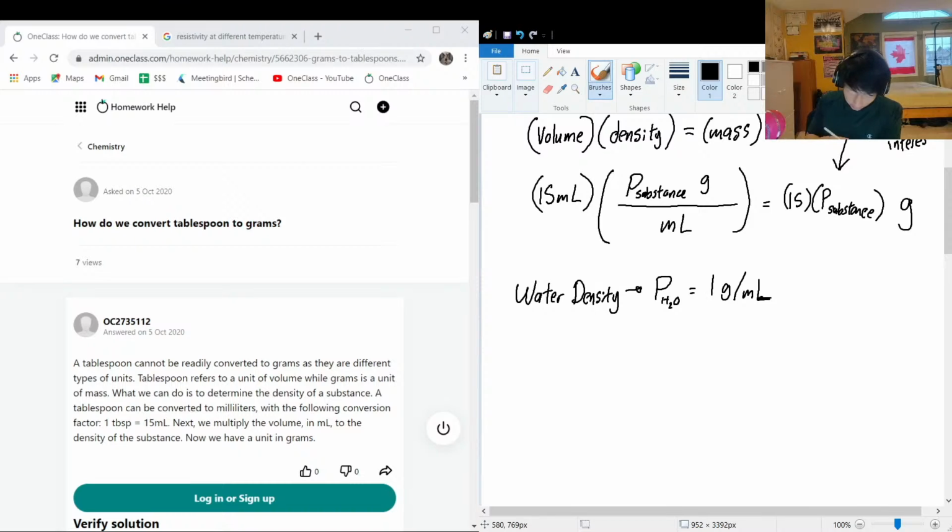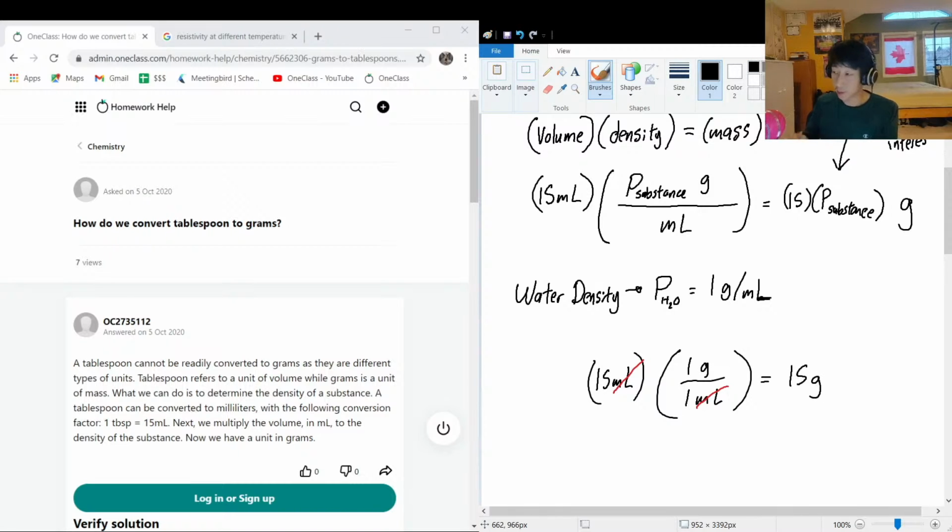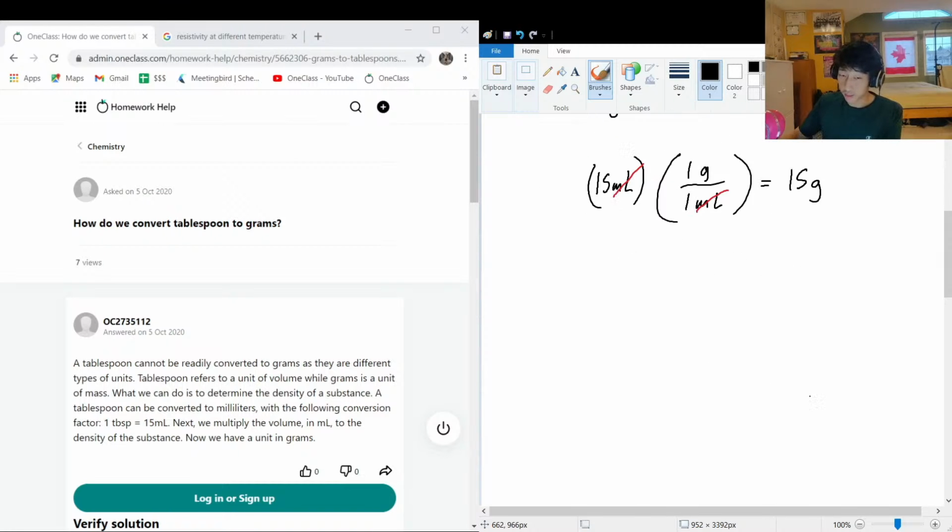So if we put this into the equation, we have 15 milliliters multiplied by 1 gram per 1 milliliter. You see how the milliliters on the upstairs and the downstairs neutralize each other, leaving us with just 1 times 15, so that's just 15 grams. So a tablespoon of water, assuming the density of water is about 1 gram per milliliter, is going to be about 15 grams.